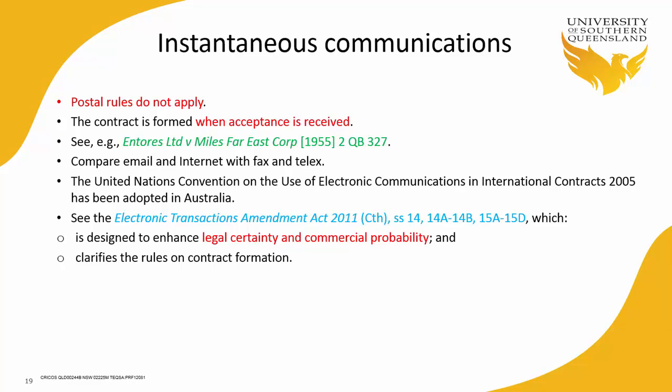There's also a UN Convention on the use of electronic communications in international contracts. This is from 2005, and Australia adopted this convention, and you can see the effect of that in the Electronic Transactions Amendment Act of 2011. So again, the key point is that this is in relation to enabling or enhancing legal certainty and commercial probability.